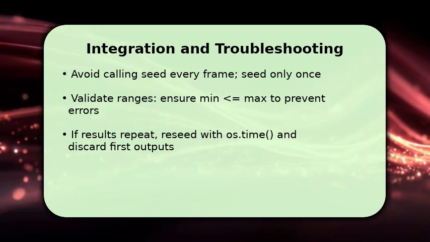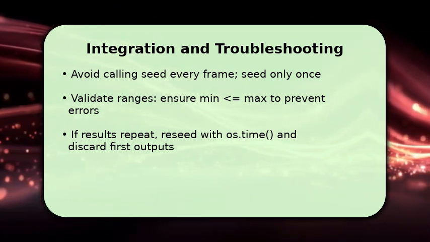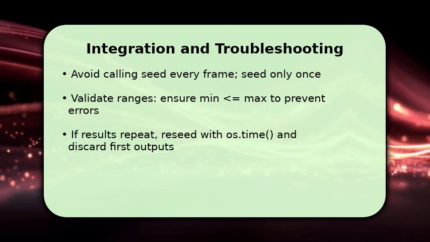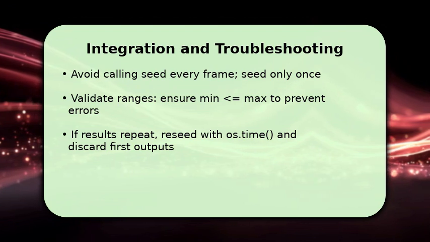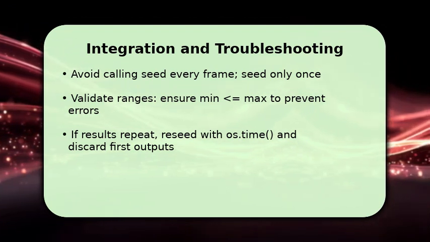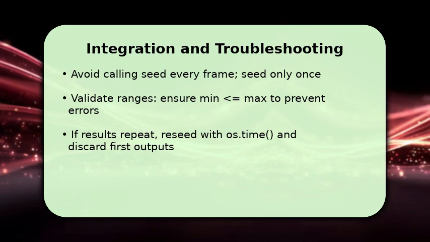For tables, use Fisher-Yates with math.random to shuffle reliably. If you see repeated outcomes, reseed with os.time(), then call math.random a couple of times and ignore those values. That removes startup correlation. If ranges are wrong, check your min and max variables immediately.